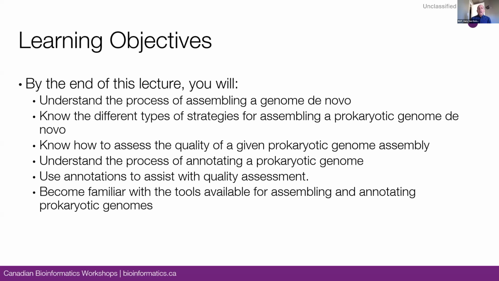We're going to look at some strategies for assembling genomes and then assessing the quality of the assembly. Then we'll move on to annotating the genome, and also a little bit of using those annotations to assist with the quality assessment, but more for understanding and interacting with the genome that you generate. That's what we're going to follow up with in the lab: we'll be looking at some of the tools that are available for assembling and annotating prokaryotic genomes.